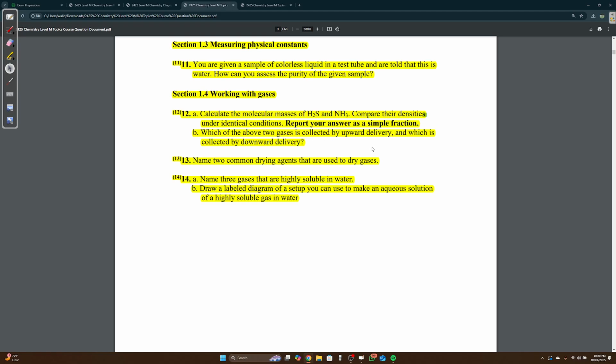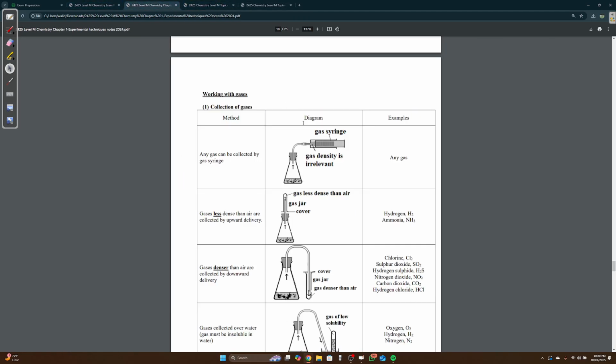Then they said, which of the above two gases is collected by upward and downward delivery? This is the first time I see this. I think we skipped it in our class.